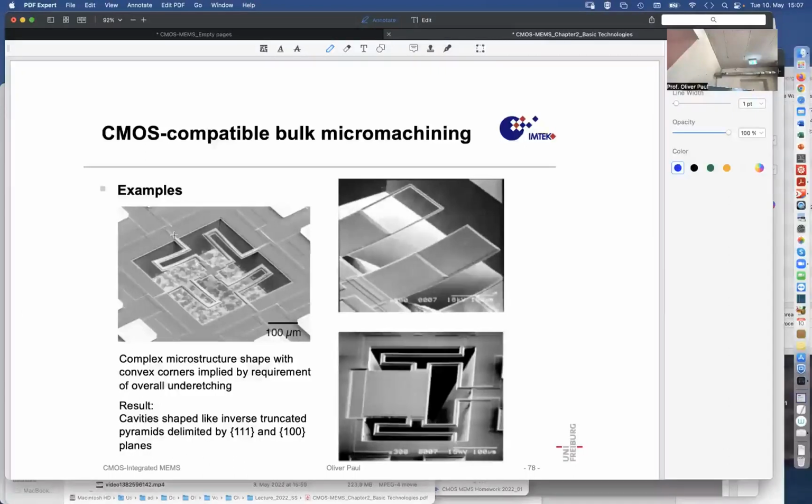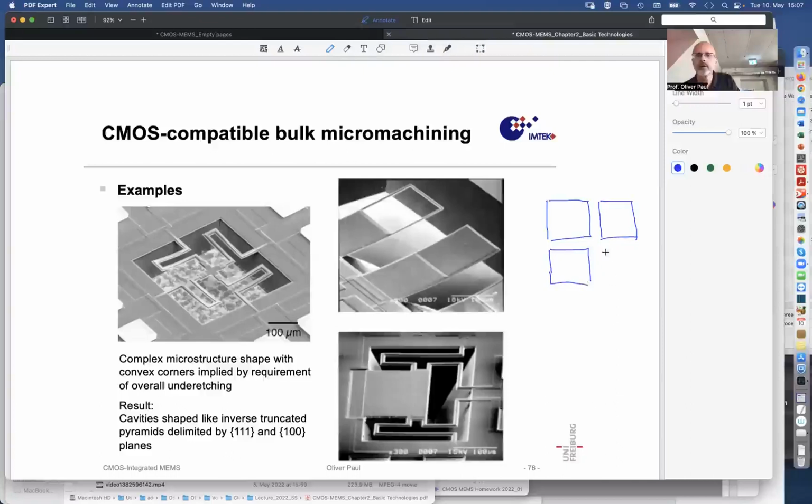What would have happened if we had designed those arms straight? That's an important design consideration for microstructures etched by anisotropic etching. Imagine that I had done that. What would be the top view of the exposed silicon? Something like this.